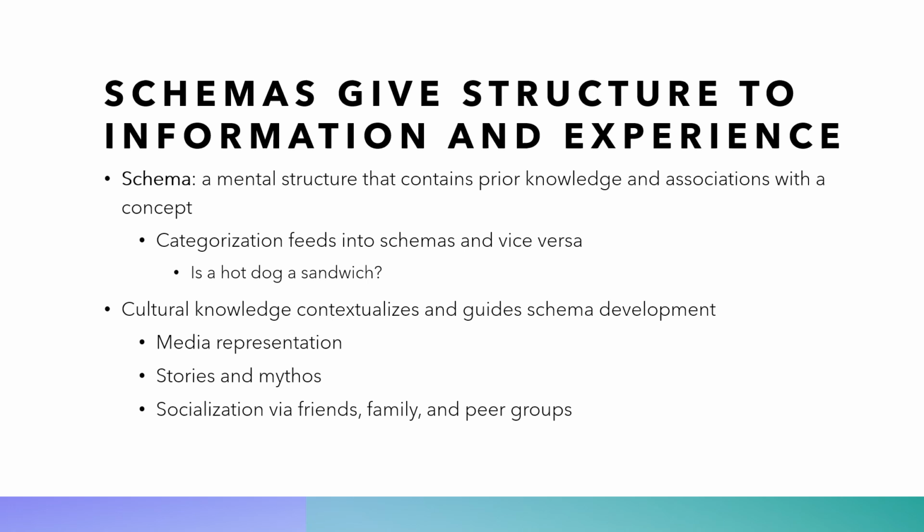So now we have talked about some basic motivations for social cognition. We have some interesting examples to reflect on. Now we're going to talk about some of the components that go into the construction of our social cognition. The first concept you need to know about is a schema. A schema is a mental structure that contains prior knowledge and associations with a concept. Categorization feeds into schemas and vice versa. I know earlier I used the word categorization, but I can't remember for what now.